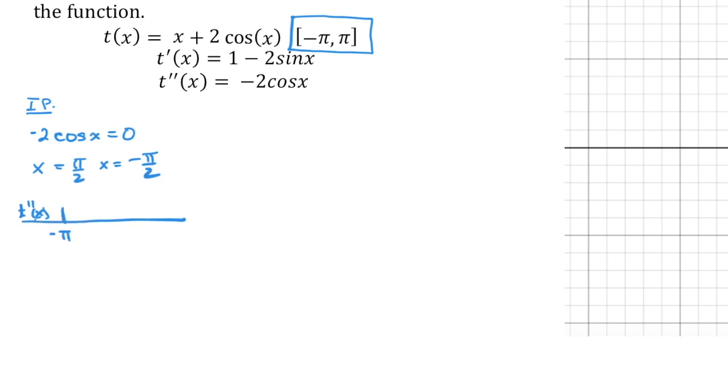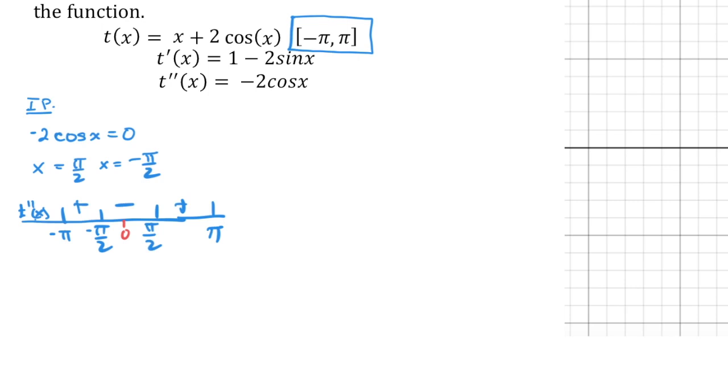Put in negative pi, negative pi over 2, then negative pi over 2 has its friend pi over 2 all the way over to pi. Do your substitution to figure out where you are positive and negative. We are positive, then negative, then positive. Now, I would suggest that you choose 0 as your test point first because you should know that the cosine of 0 is 1. Put your negative in when you multiply by -2.